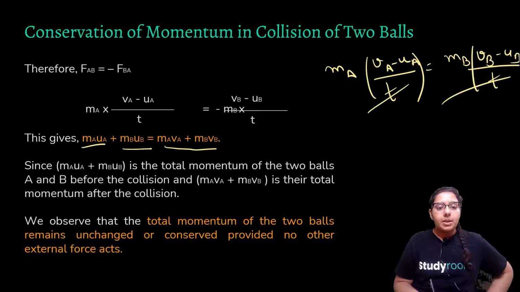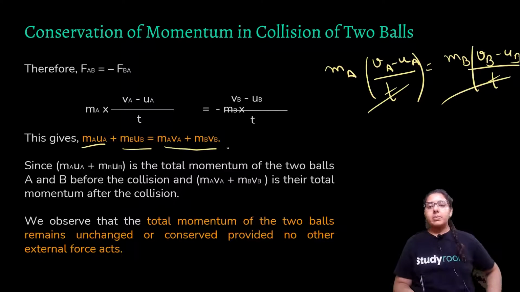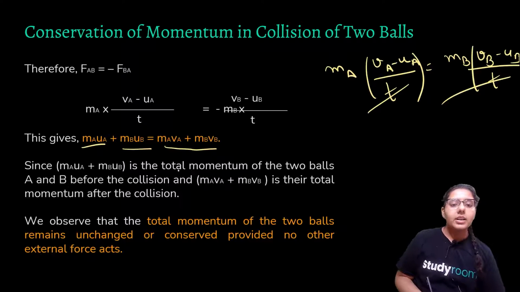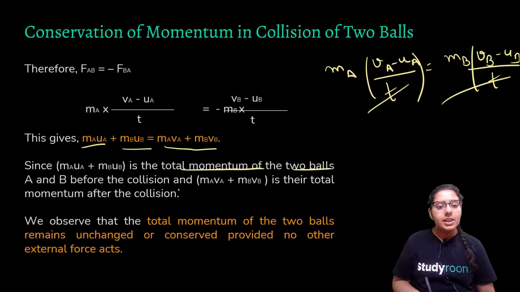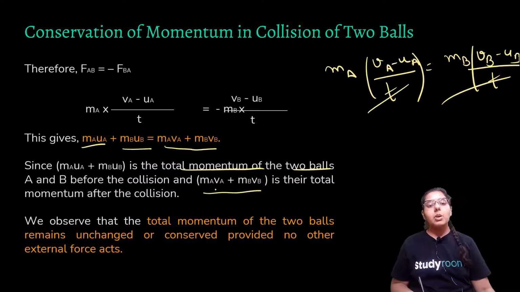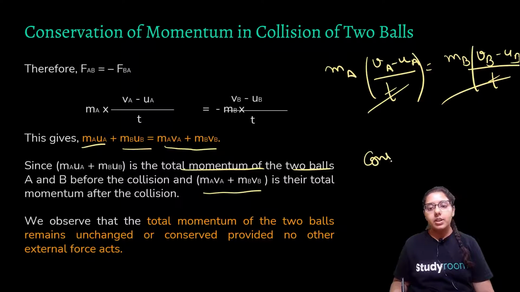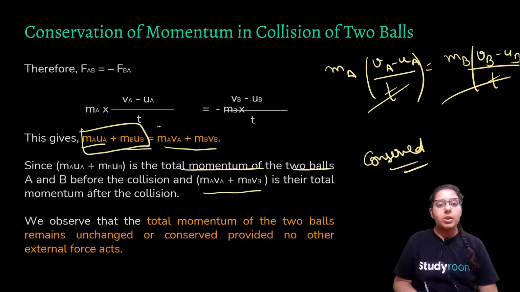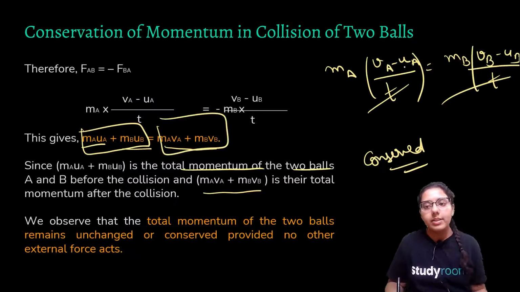ma ua plus mb ub is equal to ma va plus mb vb, right? So we get that the total momentum of the two balls before collision and after collision is conserved. That is, this is equal to this, right? You can just solve this, right?